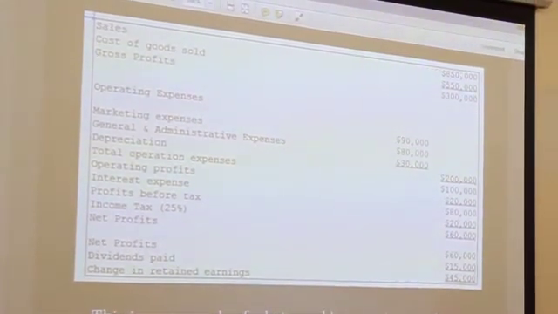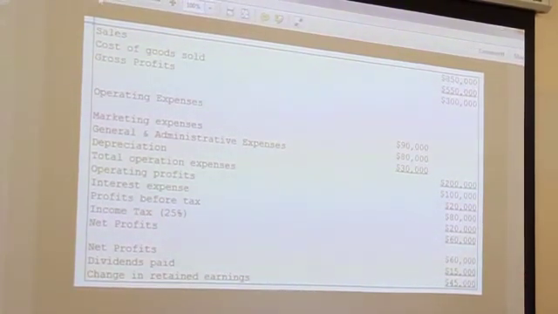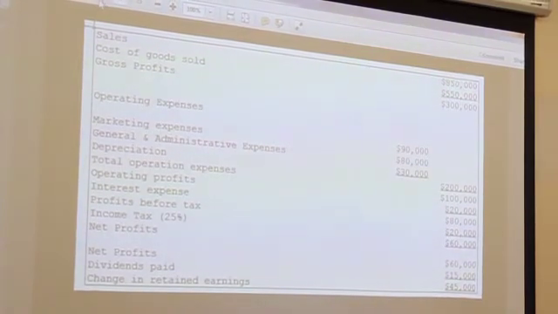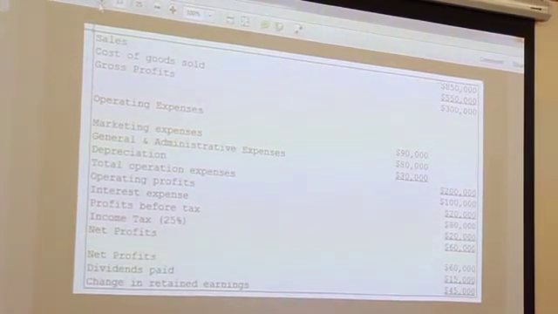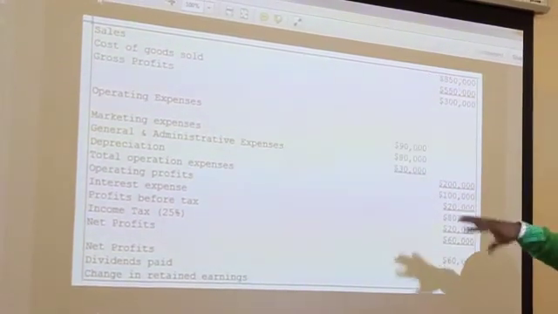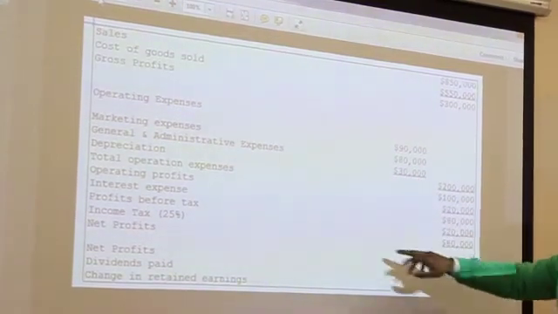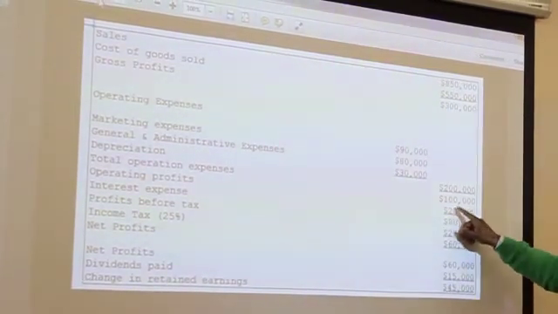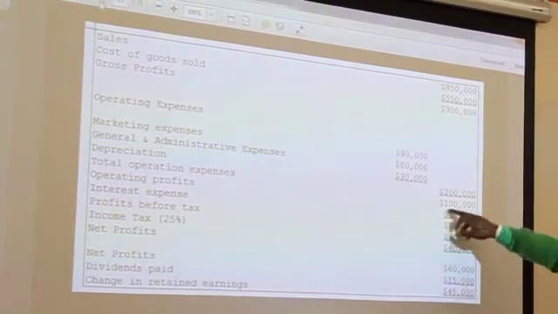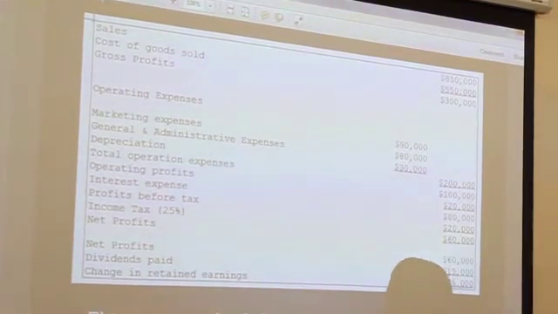When we talk about administrative expenses, we're talking about payroll, also paying into insurance. Now depreciation, that's of the equipment that we have bought. Our yearly depreciation of all the equipment totaled $30,000, which makes the total operating expenses $200,000. So operating profit is $100,000. Interest expense, if you look over here, is $20,000.